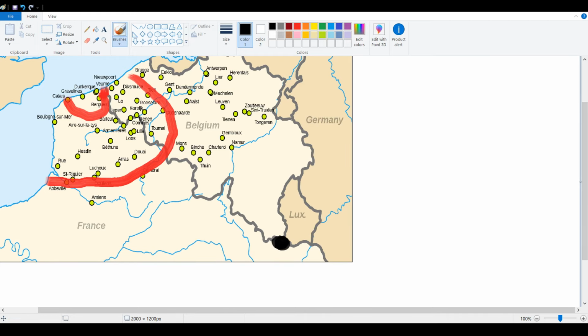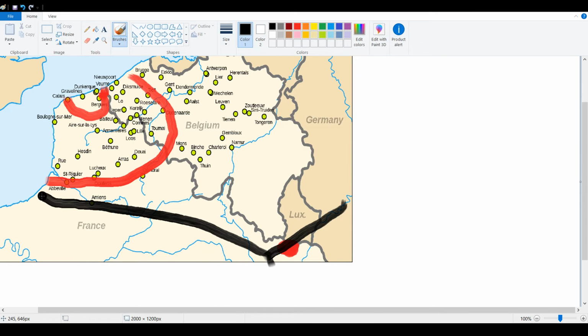So hold on, let me fix this again. So basically, this was the Ardennes, and Germany did this. Bad line. They did this. Now, I don't have the Maginot Line here, but they went here and they cut off this entire line. And then in May 1940, Germany pushed in through Luxembourg and Belgium into France.